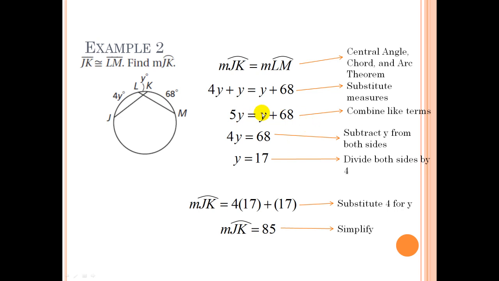Start solving that. Subtract y from both sides. I get 4y equals 68. And then I divide both sides by 4, so y is 17. And then I just stick it back in for JK, which is what it was asking me for. So JK, remember, was 4y plus the extra y there, so 5y's. So 4 times 17 plus an extra 17, or 5 times 17, either way you want to go, you end up with 85 as the answer.